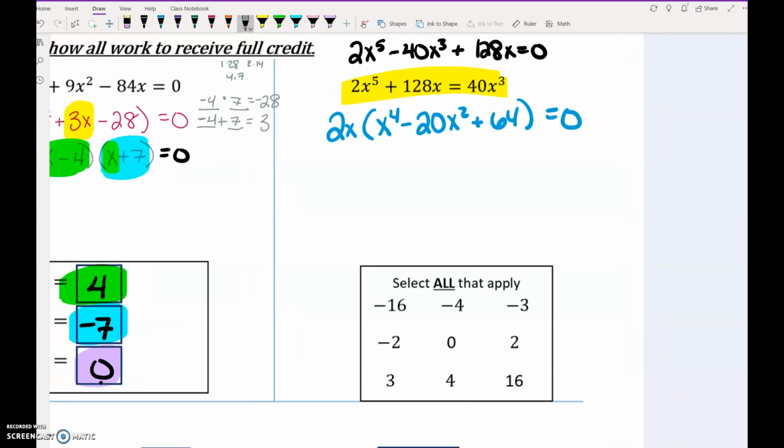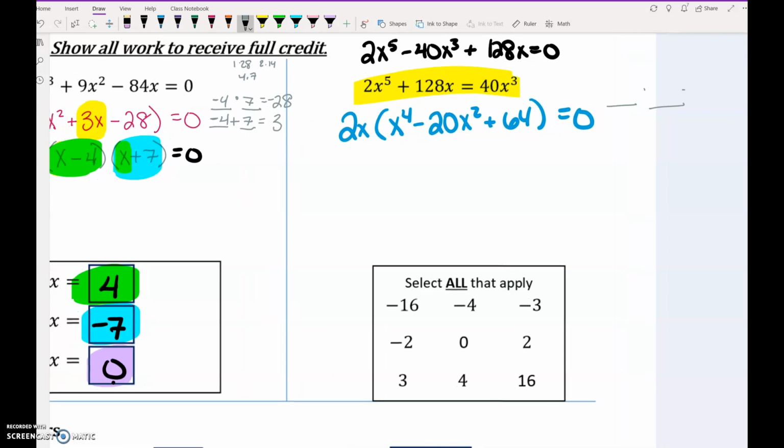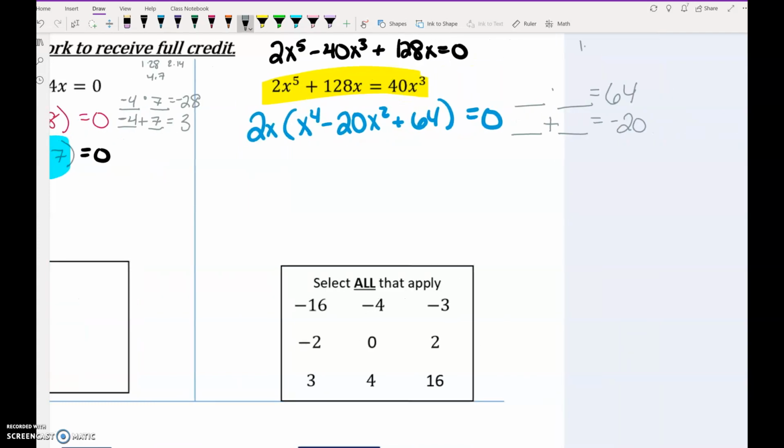Then we're trying to factor this trinomial. We're looking for two numbers that multiply to give us 64 and add up to negative 20. So we got 1 times 64, 2 times 32. 64 divided by 3 gives me a decimal. 64 divided by 4 is 16. 4 and 16 could give us 20, negative 20 if we did negative 4 and negative 16.